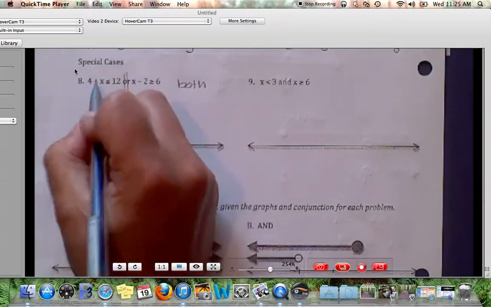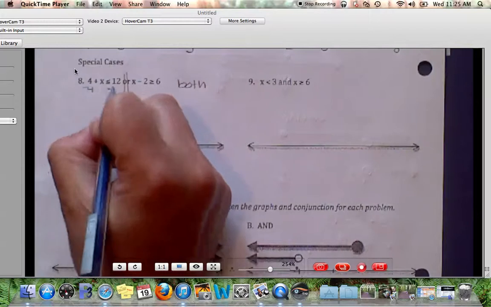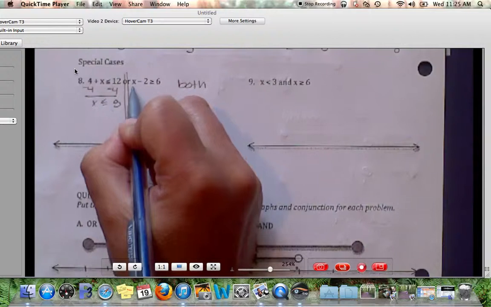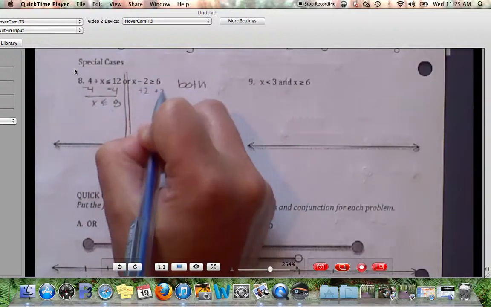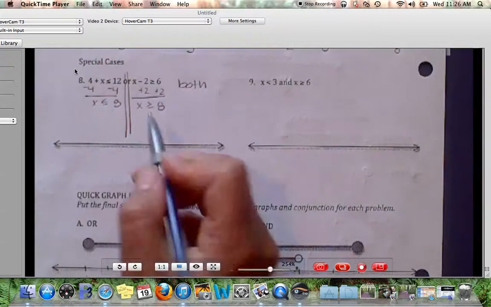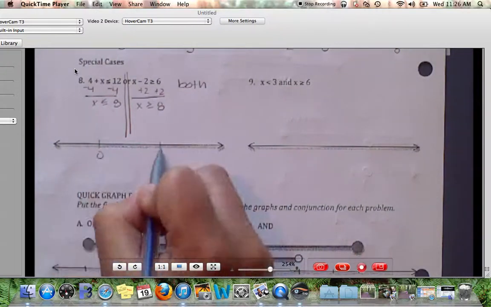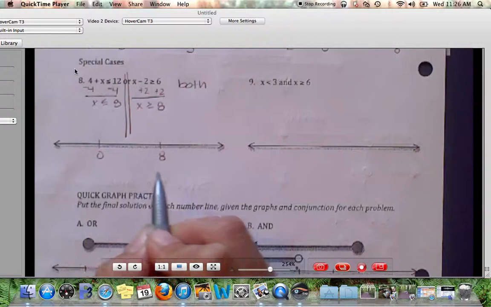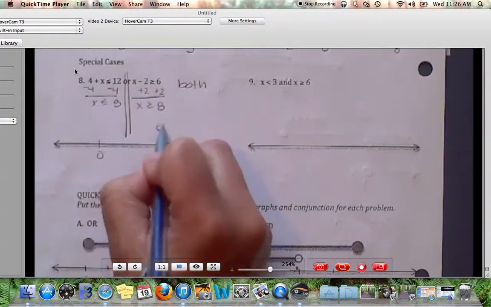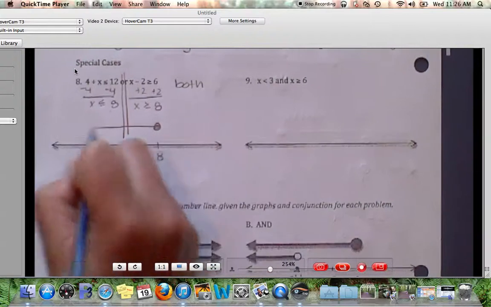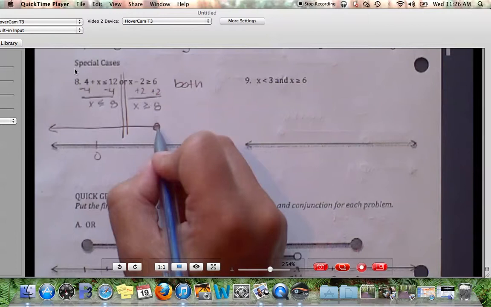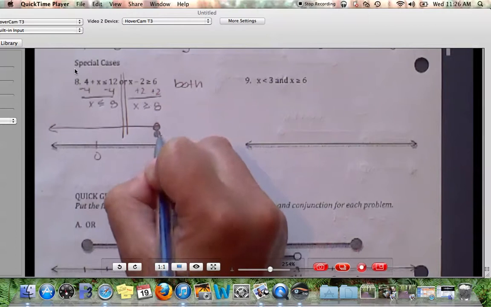So number 8, we need to move the 4 over, so we subtract 4. X is less than or equal to 8. And then here, we need to move the 2 over, so we add 2. X is greater than or equal to 8. So we've got two key numbers, 0, which is always included, and we have 8. When we graph this one, x is less than or equal to 8, that's a closed circle and everything to the left. X is greater than or equal to 8, that's a closed circle and everything to the right.